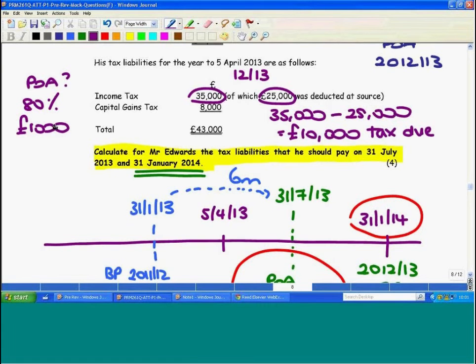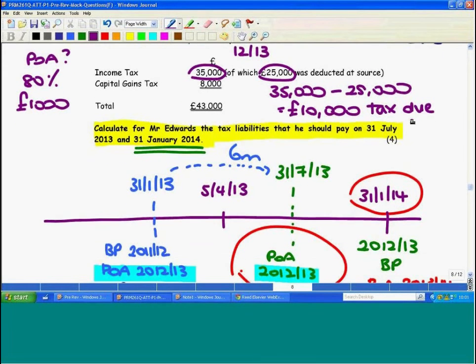Now if we have a look at how much tax was collected at source here, so if we've collected 25,000 out of the 35,000, that's 71%. That's not good enough, so payments on account are definitely due. It's always something to consider. So we're going to have to pay that tax due. However, what we also need to take into consideration is we've already paid 7,000 in payments on account. So that's going to bring us down to £3,000 that's due.